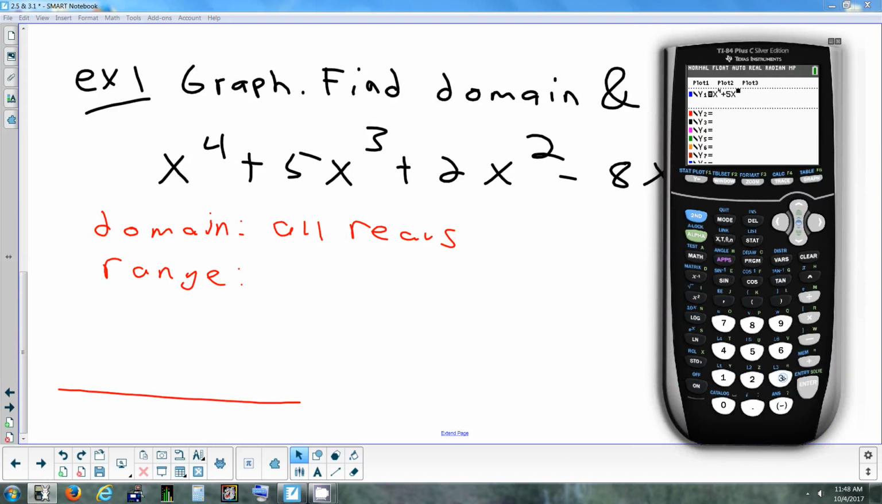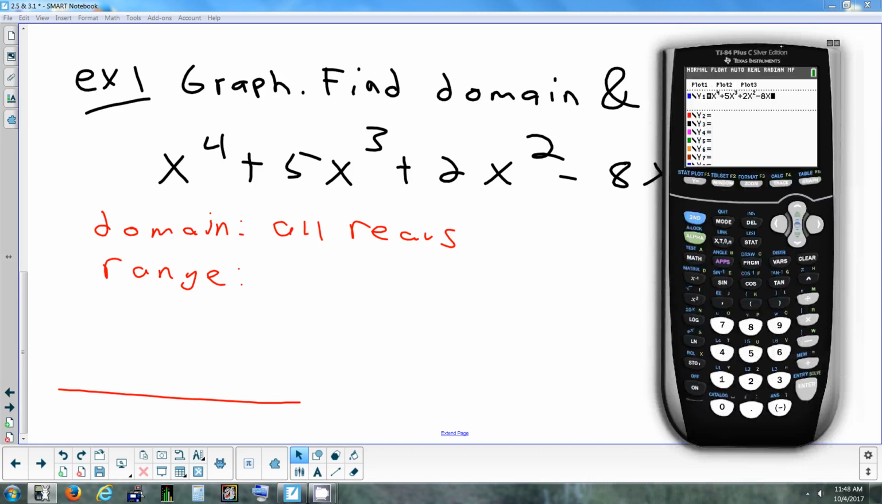Plus 5x cubed plus 2x squared minus 8x, what is it? Plus 1. All right, let's do zoom 6. We'll start there and see what it looks like. Okay, so I think you can kind of see the W shape, but to actually see how low it goes, I need to set my Y min a little lower. Probably -20 would be enough.